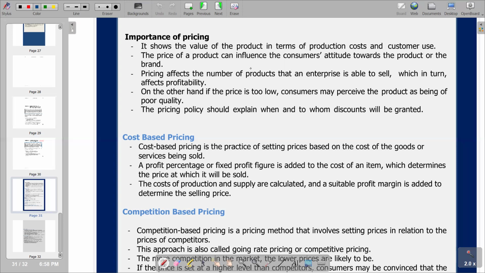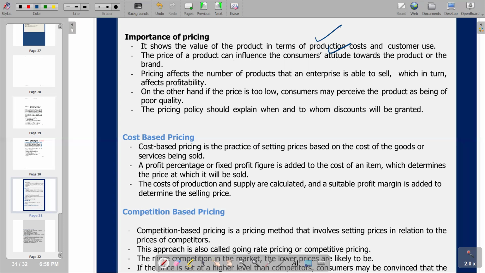So we should not set a price that is too low or too high. Because if it becomes too low, the customer's attitude towards that product might be that it is an inferior product. That's why it has a very low price. So this is what we have on the second point.